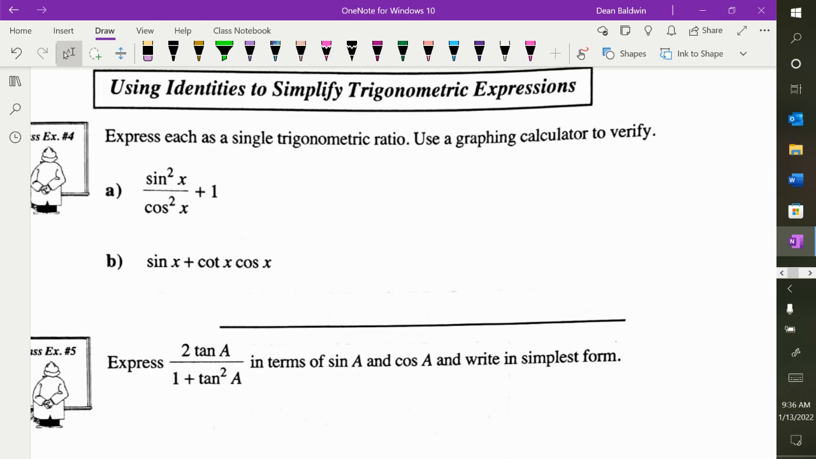Okay. Sine squared x over cos squared x plus 1. We need to write that as a single expression.